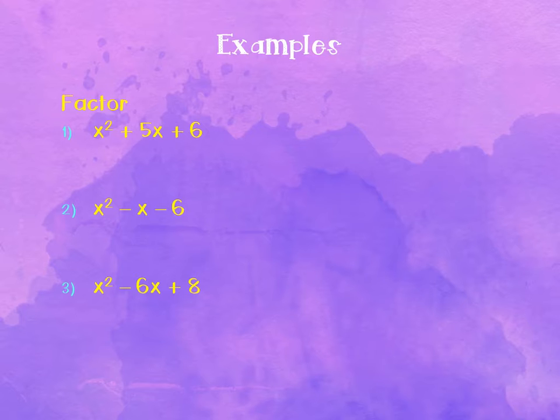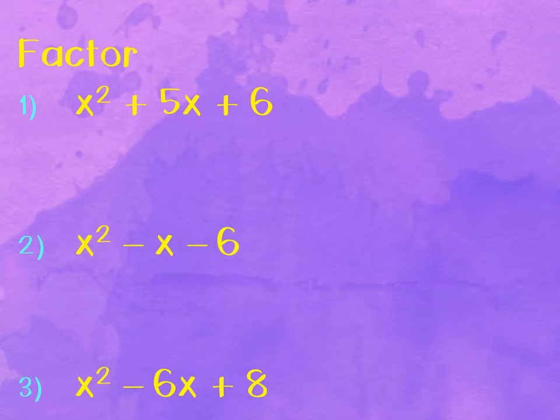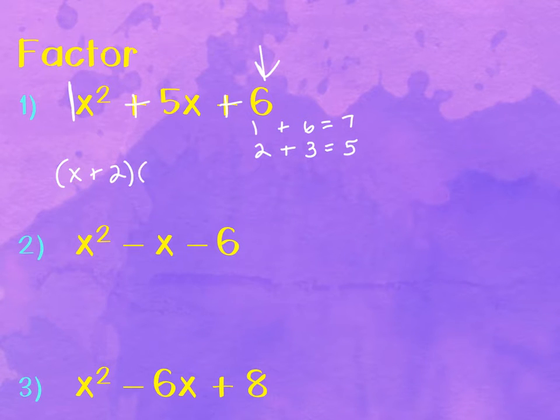All right, so the first one says x squared plus 5x plus 6. So I look first at my last term. First of all, this is a 1, which is why I know I'm doing it the way I'm about to do it. The last term is 6. The middle term is a positive 5, which means they both have to be positive. So the factors of 6 are 1 and 6 and 2 and 3. Which of those sums gives you the middle term? This would be 7, this would be 5. So I know it's the 2 and the 3. So I do x plus 2 and x plus 3.